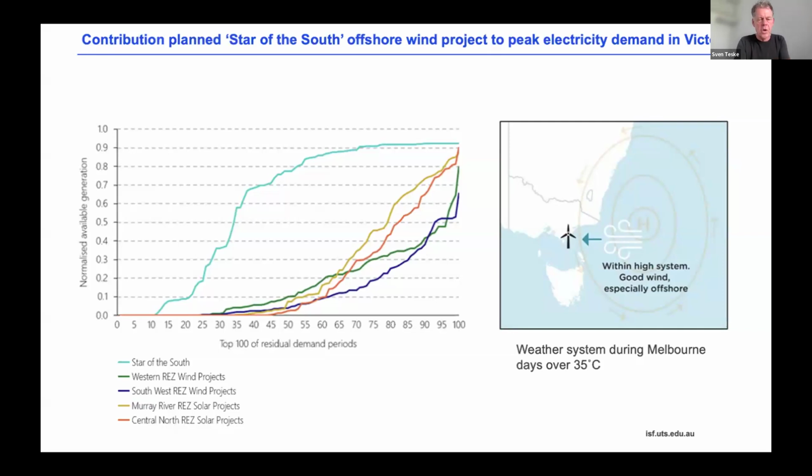This shows what the additional value for the demand periods in the region would be, and that's sort of the turquoise line. So the Star of the South would add a lot of value to renewable generation when there is other renewable generation not available.